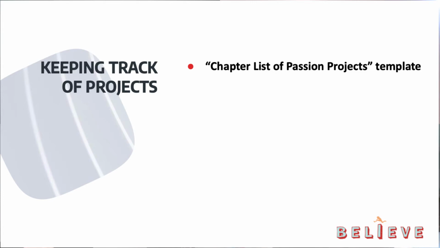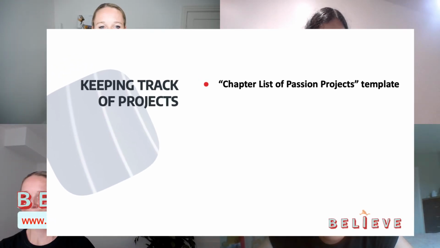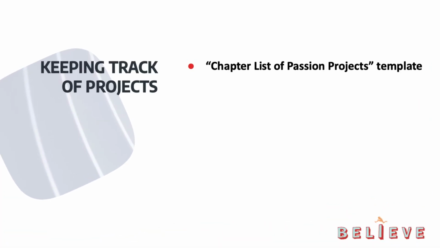Also, for keeping track of your projects, that might help you to know who you might need to support more, who has a more ambitious idea that may need more support that you can connect them with. So having a list of passion projects for your chapter can really help you to figure out who might need more support than other people or who needs what kind of support.